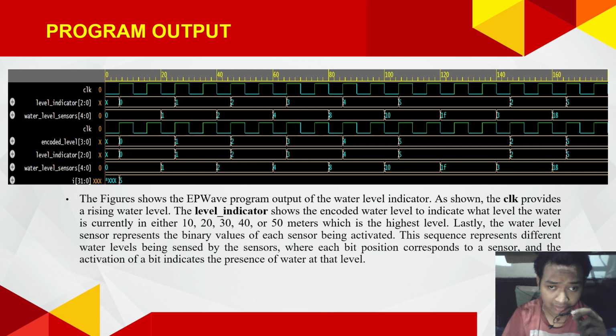Lastly, the water level sensor represents the binary values of each sensor being activated. So in this sequence, it represents different water levels being sensed by the sensors, where each bit position corresponds to a sensor, and the activation of a bit indicates the presence of water at that level.